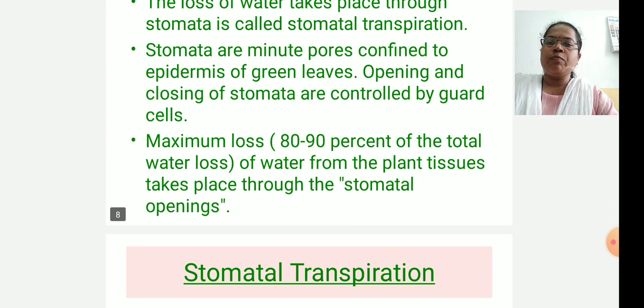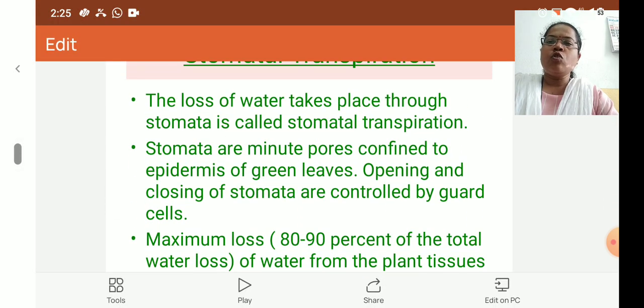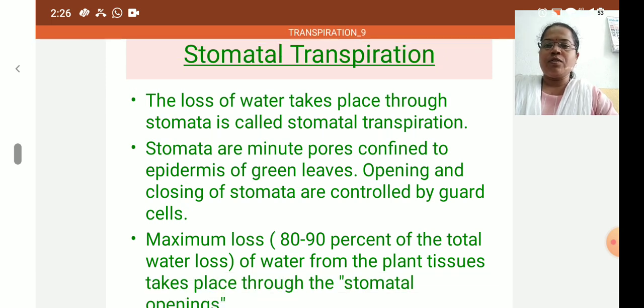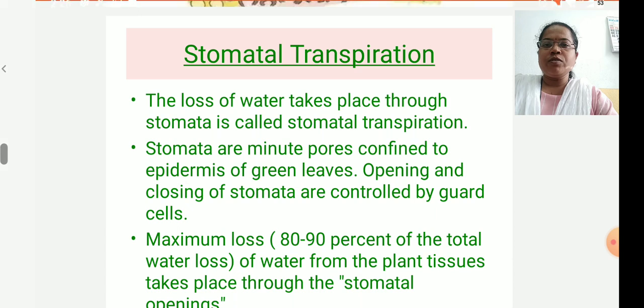Now the third type of transpiration is stomatal transpiration. So what is stomatal transpiration? The definition is the loss of water that takes place through the stomata is called stomatal transpiration. But what are stomata? Stomata are minute pores which are present on the epidermis of the green leaves. And the opening and closing of the stomata are controlled by the guard cells.